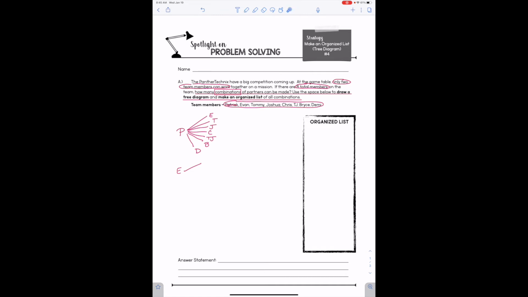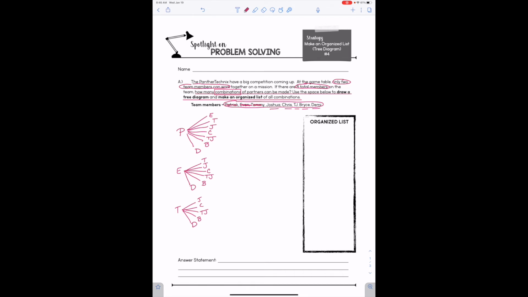That means that when I go to find out how many options are left for Evan, my number is going down a little bit. Now I have 1, 2, 3, 4, 5, 6 people. Because here, Evan is already working with Patrick. So now I'm going to do 6. And that leaves Tommy, Joshua, Chris, TJ, Bryce, and Demi. Once I've done that, I can now cross off Evan's name and move on to the next person, Tommy. And that leaves 1, 2, 3, 4, 5 for Tommy. Tommy can be with Josh, Chris, TJ, Bryce, and Demi. Because remember, again, Tommy's with Evan here, and Tommy's with Patrick here. So this is all that is left.